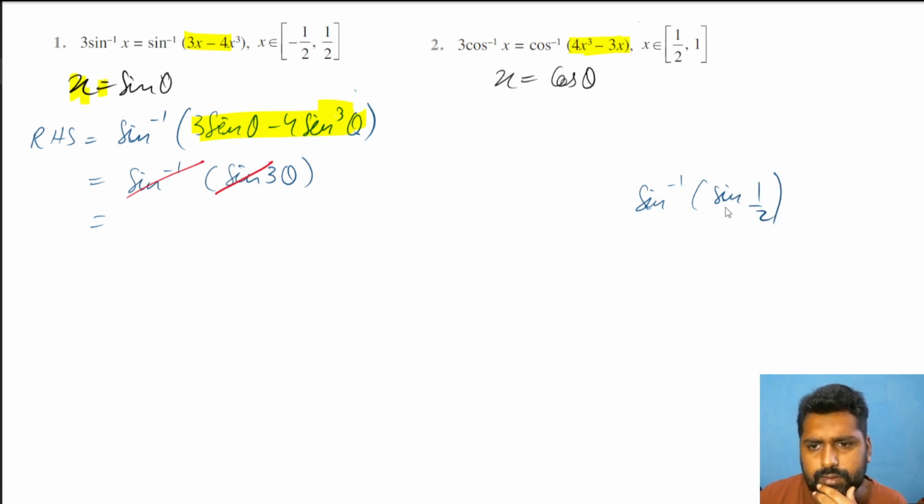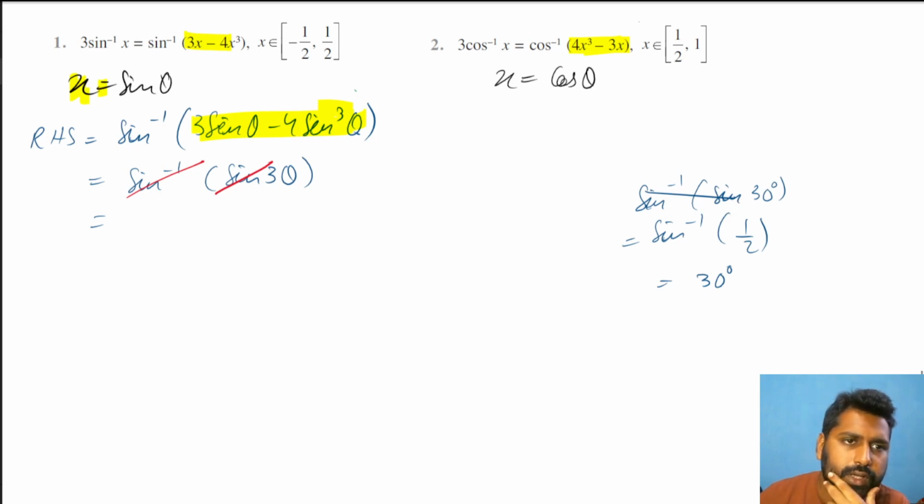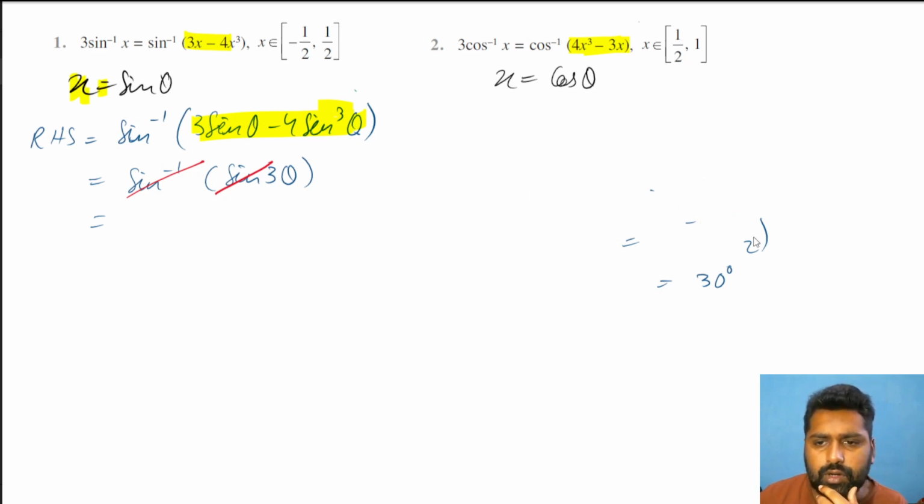Sorry, my bad, sine inverse of sine, let's say 30 degree or pi by 6. So sine 30 is 1 by 2. What is sine inverse 1 by 2? Again 30 degree. So if you look at these steps, pretty much they are cancelling each other. So sine inverse cancels sine, cos inverse cancels cos, tan inverse cancels tan. So they two cancel each other.